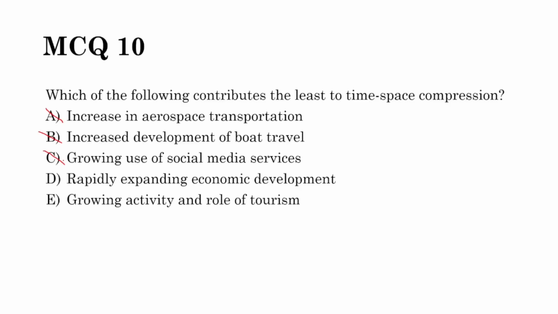We want to be there. Rapidly expanding economic development, or the growing activity and role. We think of a synonym for role to be prevalence of tourism here. So which one's the correct answer? Well, economic development is a cause for time-space compression because it allows people to invest in the development of communication and transportation technologies. That's a good connection there. And then E, the growing activity and role of tourism. Tourism has existed before. It's existed for hundreds of years, but it's gotten easier as a result of time-space compression, as a result of transportation and communication technology. So it's an example of time-space compression, but not necessarily a cause.